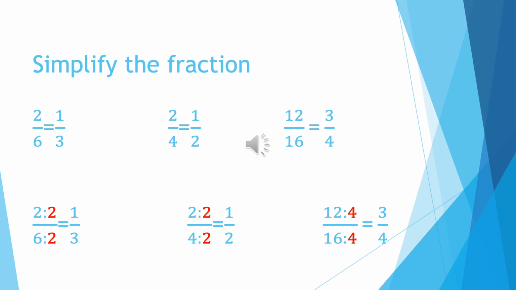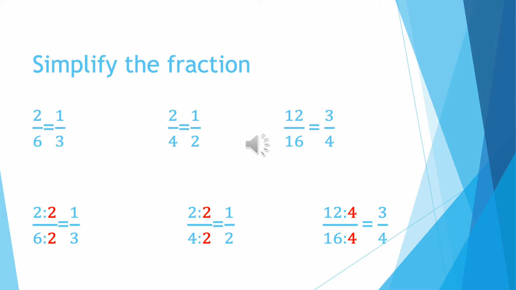Now, after you know about equivalent fractions, we try to simplify the fraction. Simplifying the fraction means we make a big number into the simplest form. For example here, 2 over 6 becomes 1 over 3. Why? Because we divide 2 over 6 by the same number, that is 2 over 2.